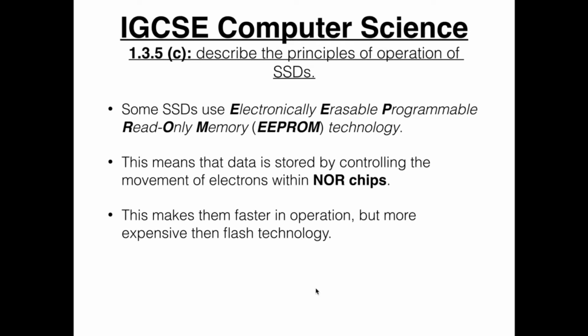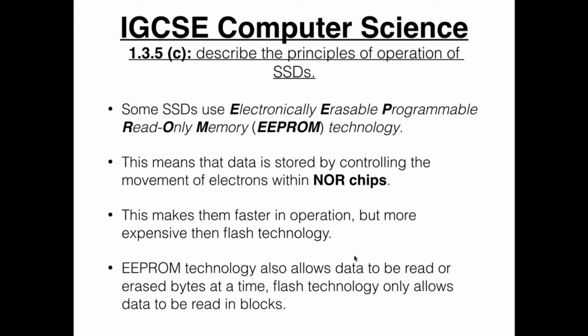If you remember, back when we looked at logic, we talked about logic building blocks. NAND and NOR gates are logic building blocks. With NAND or NOR gates, you can build any other logic gate. However, we usually use NAND because it's a lot cheaper, so that's why most people prefer NAND. This is kind of the same idea here. NOR is more expensive, so this technology is more expensive. EEPROM technology also allows data to be read or erased a byte at a time, while flash technology only allows data to be read in blocks.